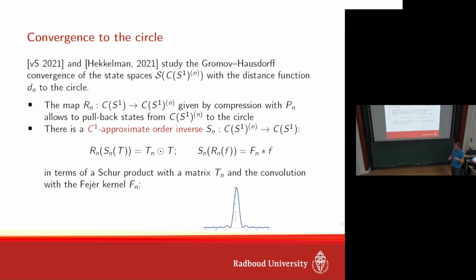So it's important to go back and forth. The first natural map is of course this Rn, which is given by this compression, just putting Pn on both sides. And that's a very nice one because it's positive, it's completely positive. So it behaves well with states. And of course, that's why we're looking at these maps. It allowed me to pull back states that I have on C of S1n to the circle and look at them there and see what they are.